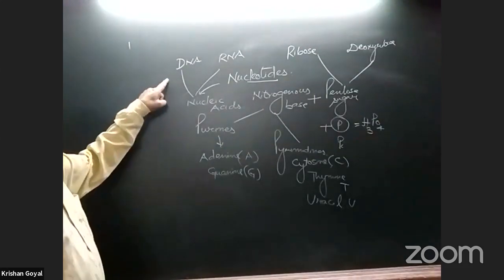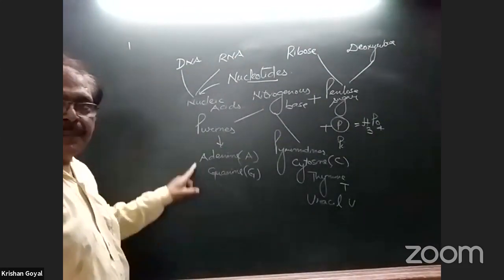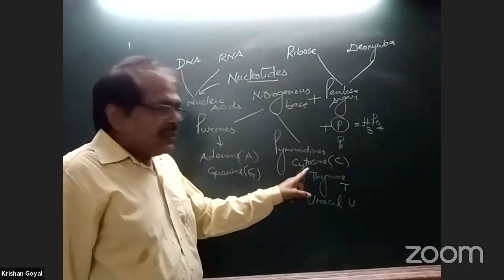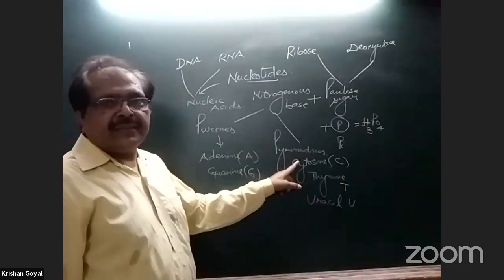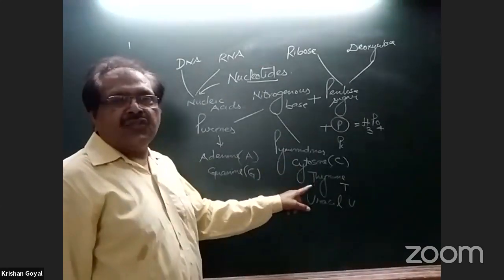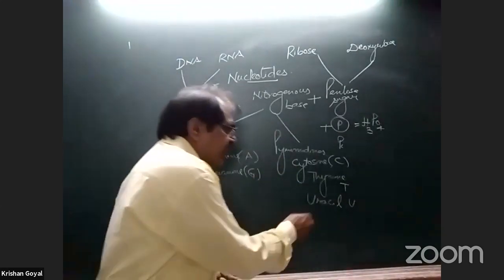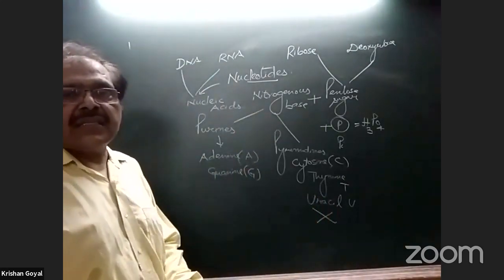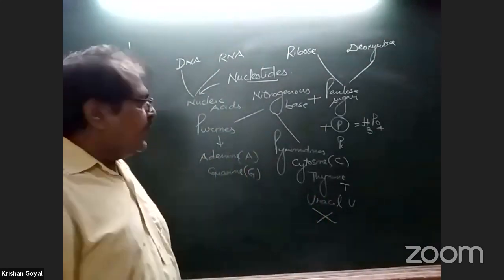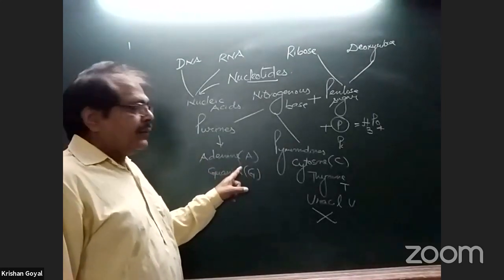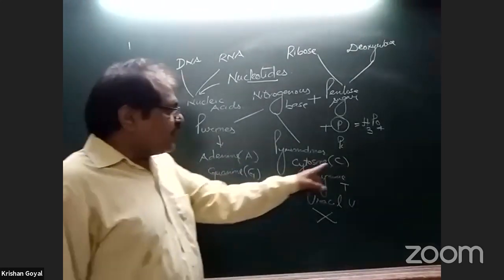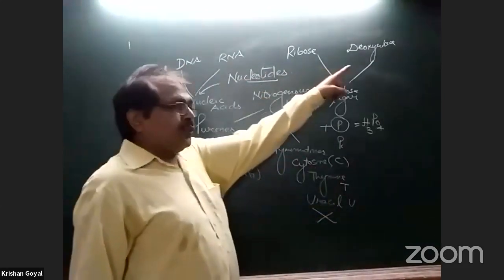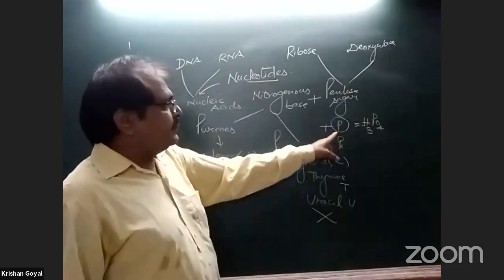In DNA, both the purines are present. Cytosine is also present. Thymine is also present, but uracil is not present. It means a molecule of DNA consists of adenine, guanine, cytosine, thymine, deoxyribose sugar, and phosphoric acid.